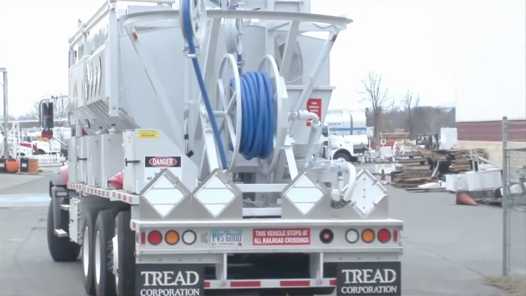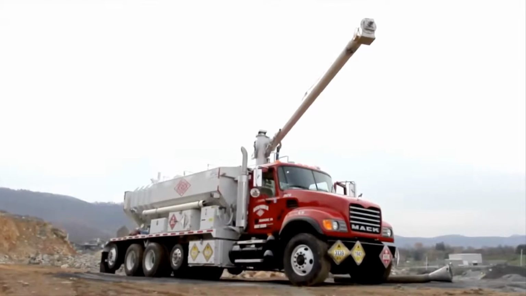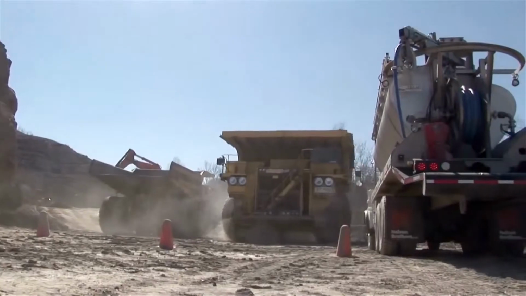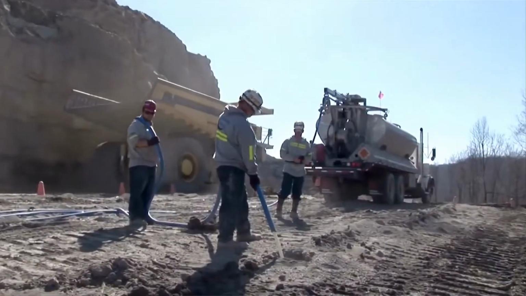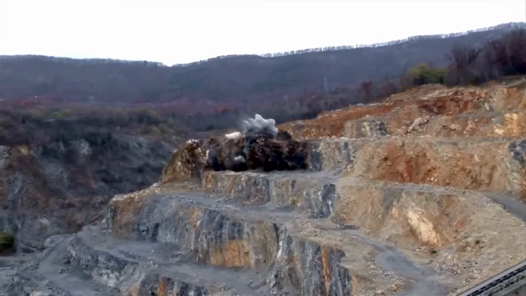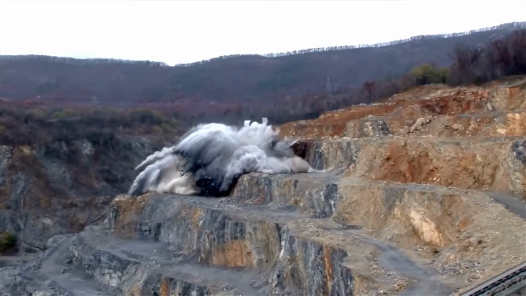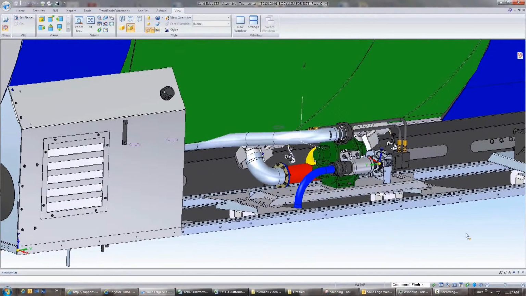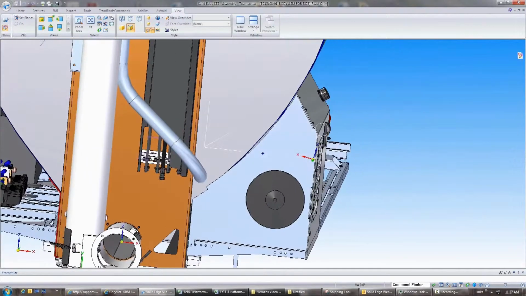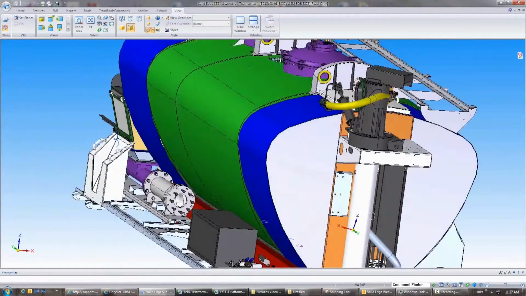I'm Jim Trusky. I'm a designer and engineering software administrator for Tread Corporation in Roanoke, Virginia. Our primary product is bulk trucks for handling of explosives. They're used in the construction and mining industries, mountaintop removal, surface mining, both for coal, gold, basically any commodity. We build the body, we build the tanks and design and assemble the pumping systems and the hydraulics and everything.